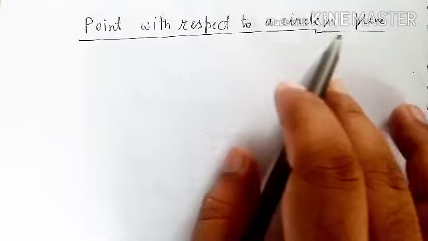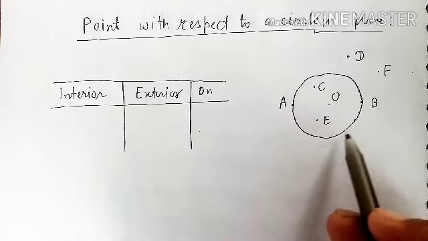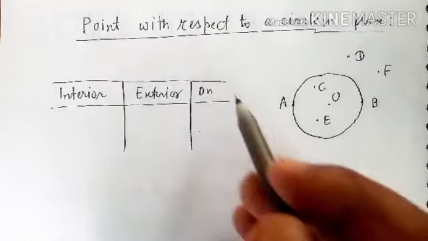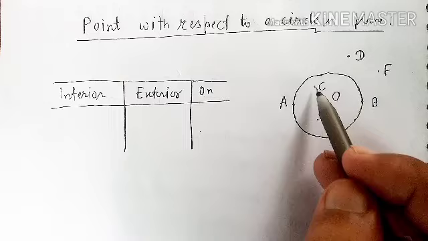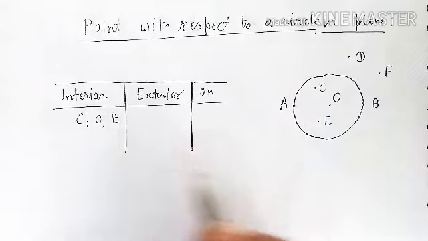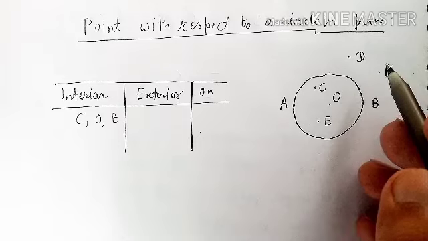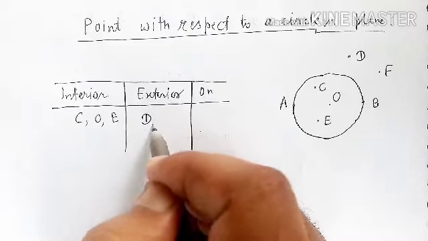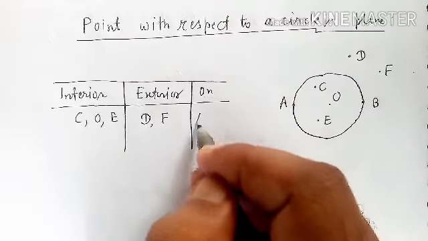Point with respect to a circle in a plane. A circle divides a plane into three parts. One, interior of the circle. Interior of the circle points are C, O, E. Interior means inside the circle. Exterior means outside the circle. So in the exterior of the circle we have points D and F, and on the circle we have the points A, B.